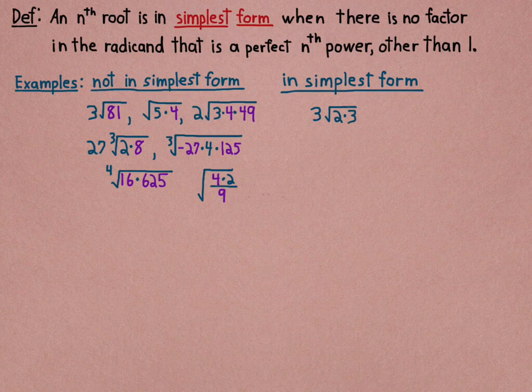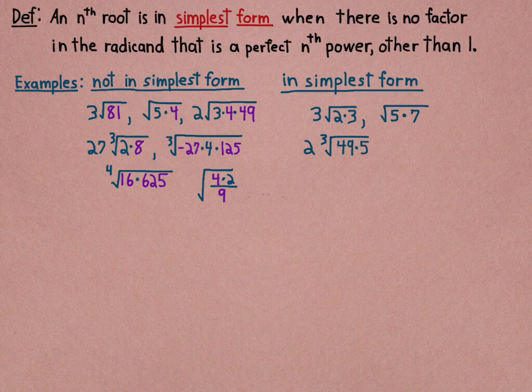Simplest form examples: 3 times the square root of 2 times 3. Now, in your answer, you would probably just write 3 times the square root of 6. I've just factored it so you can see that those factors are not perfect squares. The square root of 5 times 7: 5 is not a perfect square, 7 is not a perfect square.